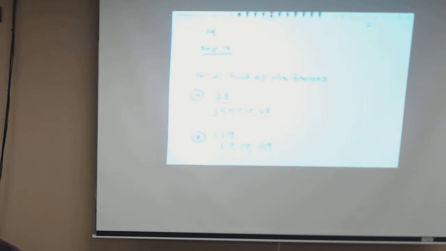Now watch what happens when you're looking for these factors, and these are called factors. 1 times 28. 2 times what is 28? 2 and 14, you see that? Because 2 times 14, so 14 is also a factor. And 4 times 7. See what's going on?